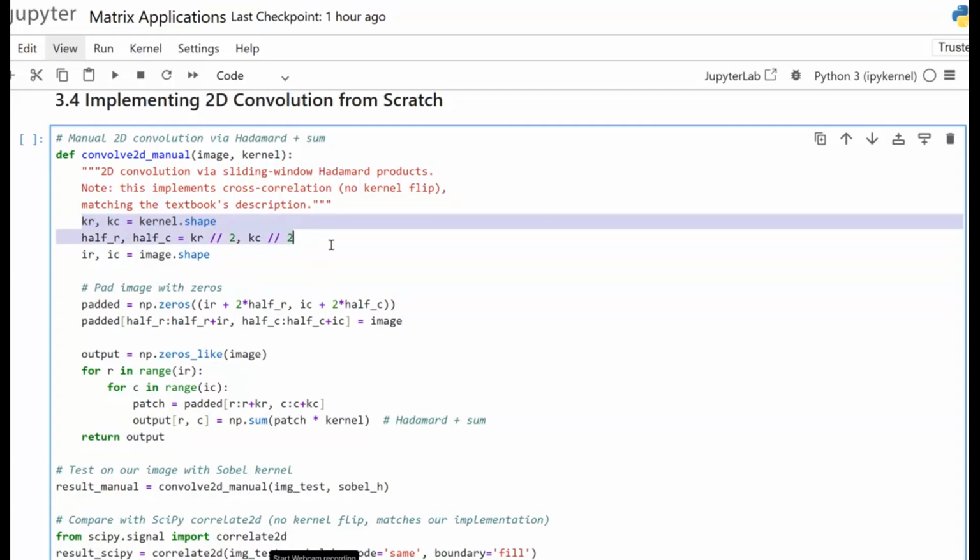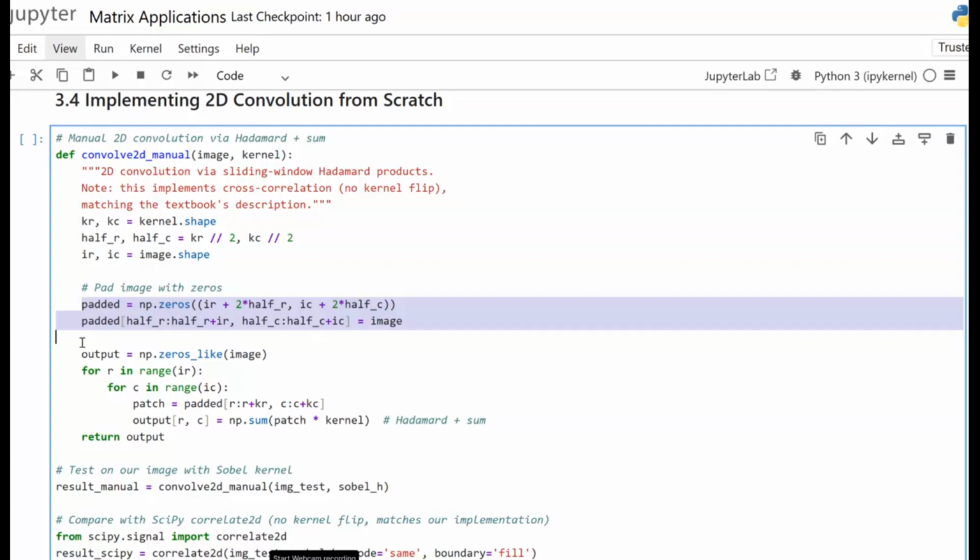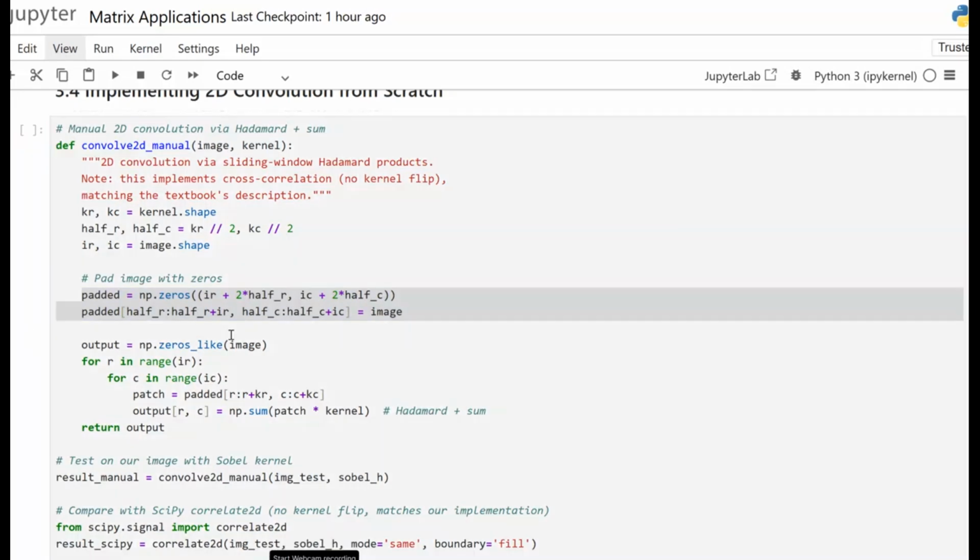It just determines the kernel size and its center offset, and it assumes an odd-sized kernel, like a 3 by 3 matrix or a 3 by 3 Sobel. Then let me have our image padding. This enables applying the kernel at border pixels, and it uses zero padding, which is equivalent to the boundary we already specified, equal to fill.